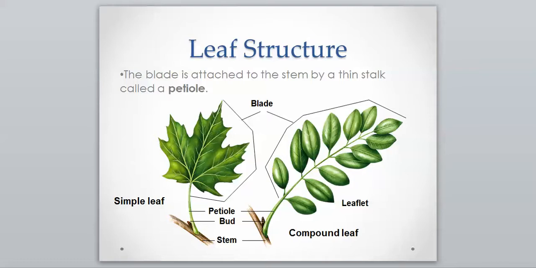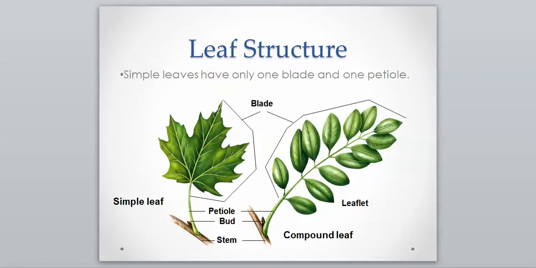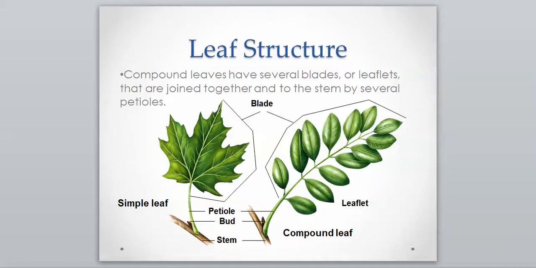We can see down here, right in the middle, we have a petiole on both of those. That's what connects the stem, which we have down here, to the actual blade. Simple leaves have only one blade and one petiole. Over here on the left, we can see we have one big blade and one petiole. And compound leaves, this leaf here on the right, have several blades. As you can see, each one of these little blades is called a leaflet.